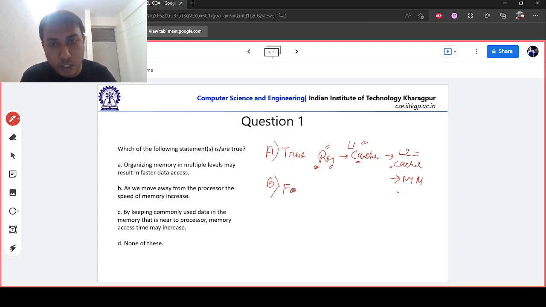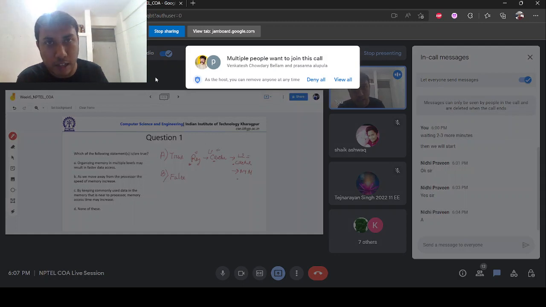So option B is false, because as shown in this figure, the register, which is the closest to the processor, has the maximum speed to access. Then is the L1 cache, then L2 cache, and then main memory.